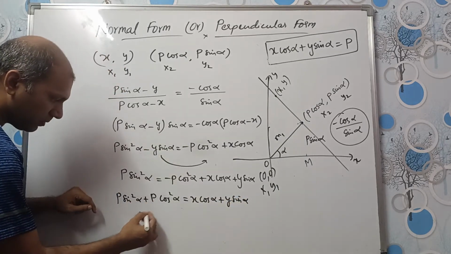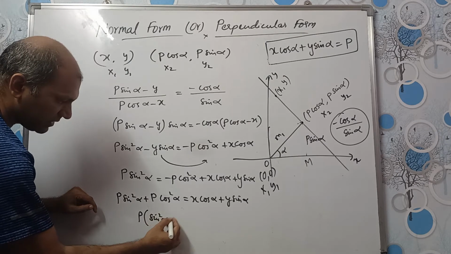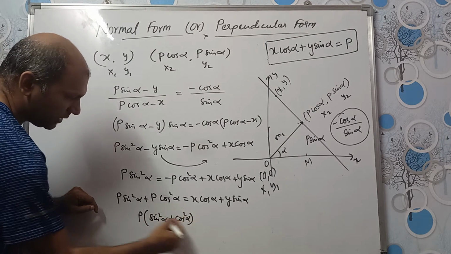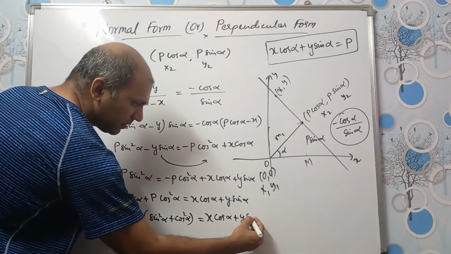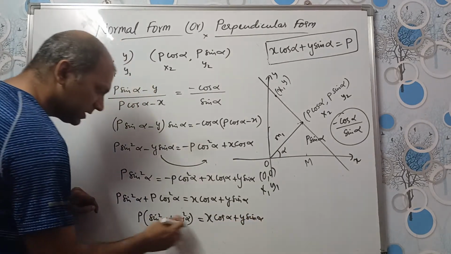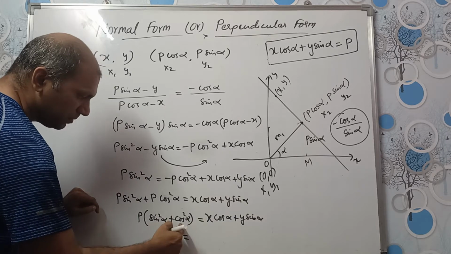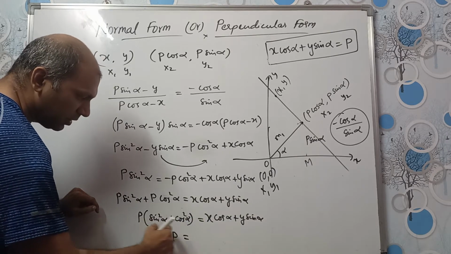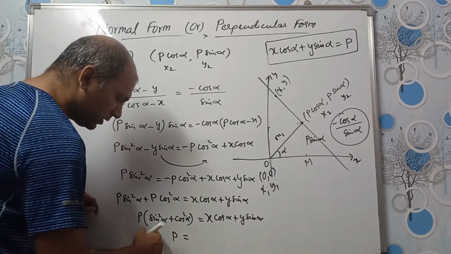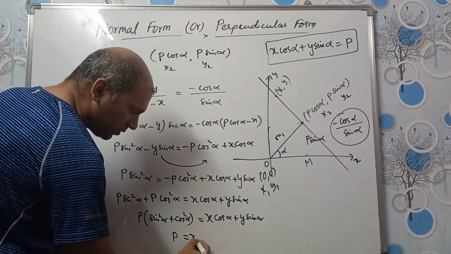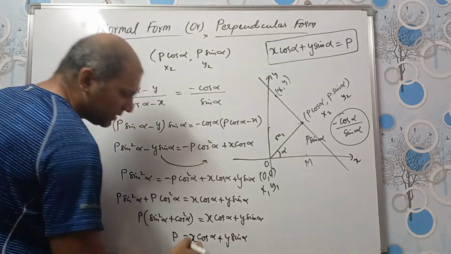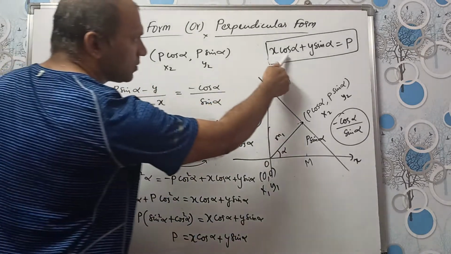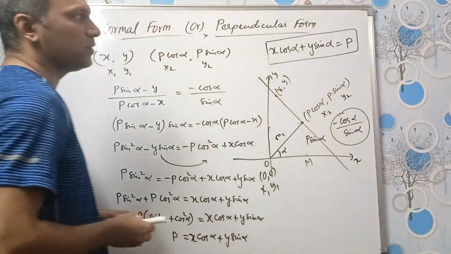If you take p common, we'll have sin square alpha plus cos square alpha in these two terms, right? So this is equal to 1. This is a trigonometric identity, it is equal to 1, right? So it will be p into 1, p. So we have x cos alpha plus y sin alpha is equal to p.